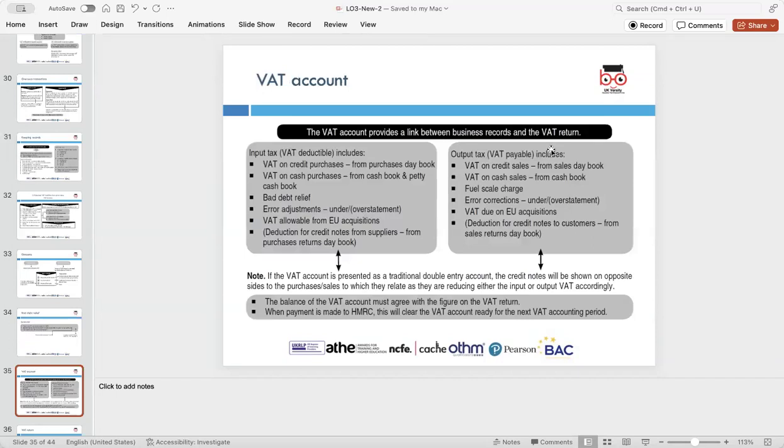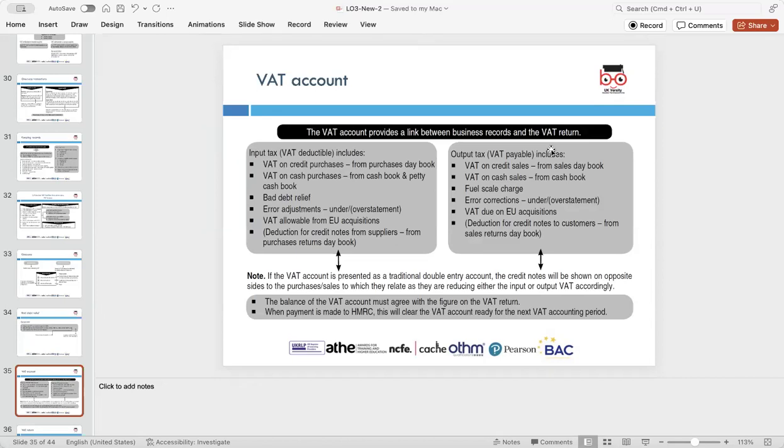The VAT account serves as an important link between a business's records and its VAT return. There are two main types of tax: input tax, which includes VAT on credit purchases, VAT on cash purchases, bad debt relief, error adjustments, VAT allowable for EU acquisitions, and deductions for credit notes for supplies from suppliers.